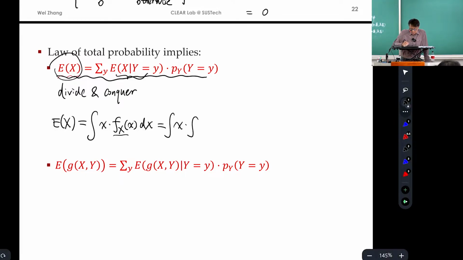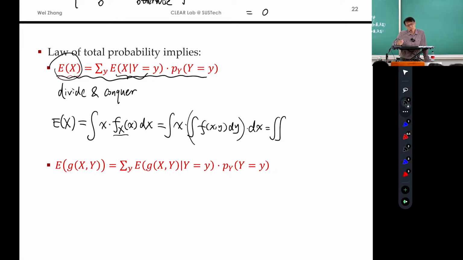The marginal is nothing but the joint dy. This will be my marginal, right? You integrate out all the possible y values, then you times dx. But I can move this integration out. Typically, I don't write two of those integral symbols. To me, it's the same. It's clear from the context.